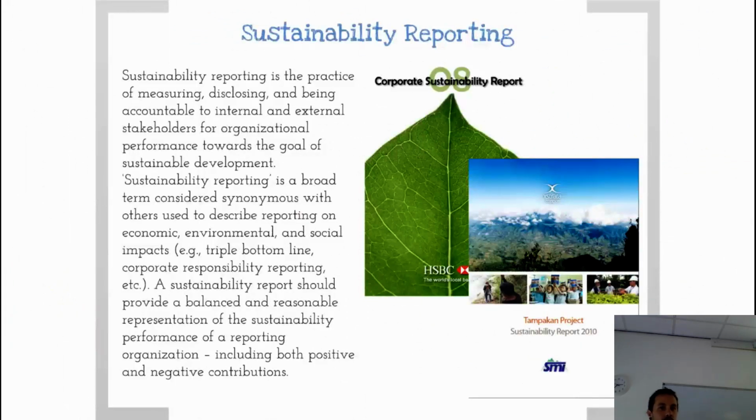So sustainability reporting is the practice of measuring and disclosing all of the achievements to all stakeholders. It can be internal, so you need to tell your team and your company what's going on, and it can also be external to all stakeholders such as us. Sustainability reporting is a broad term used to describe reporting on economic, environmental and social impacts, the triple bottom line if you like. And it should give us an understanding of how sustainable a particular project is.